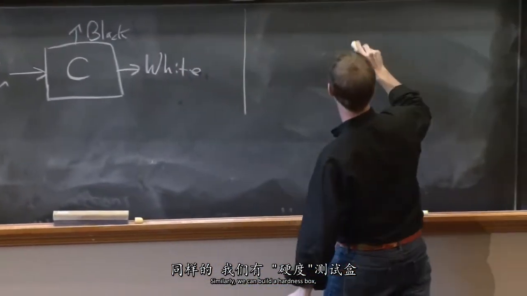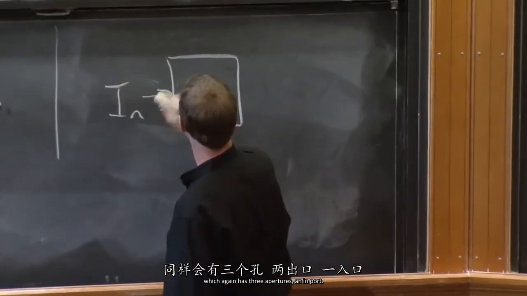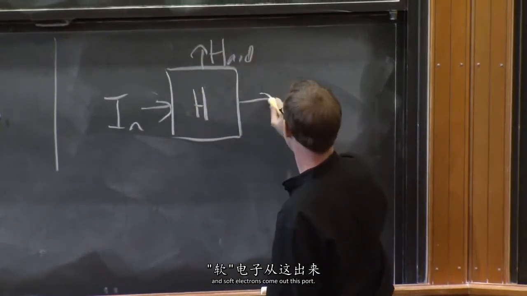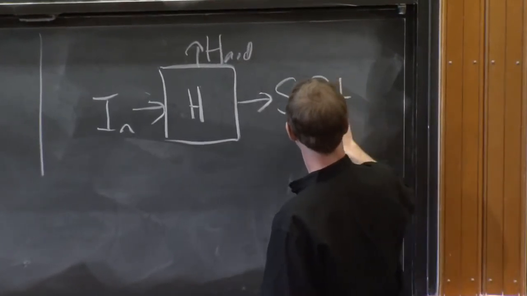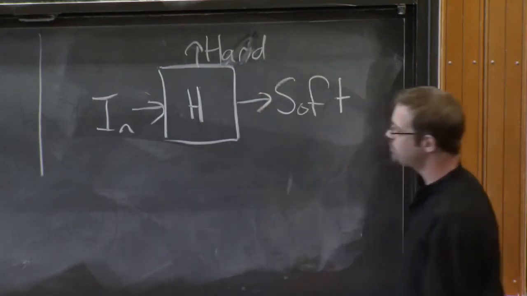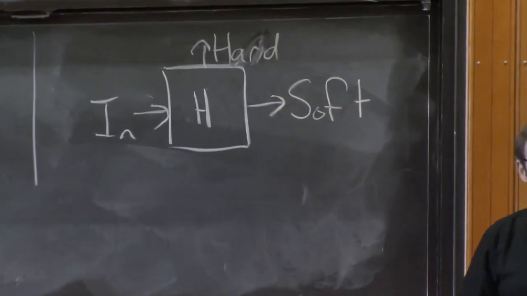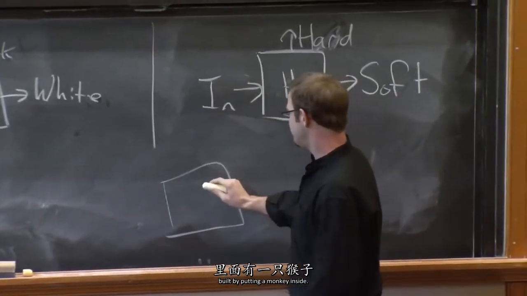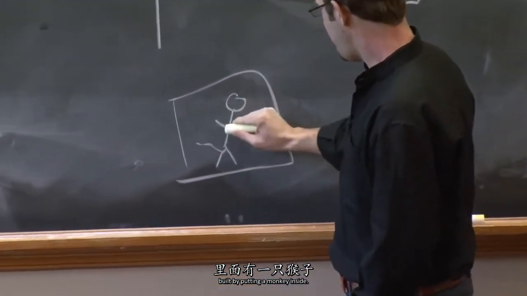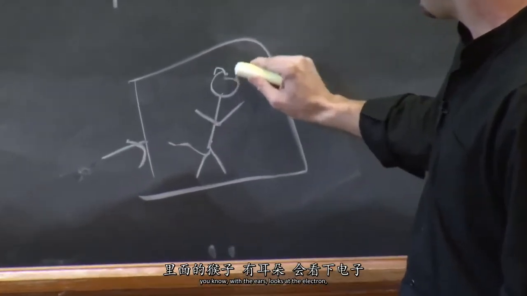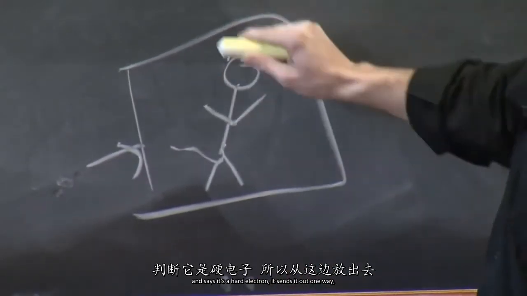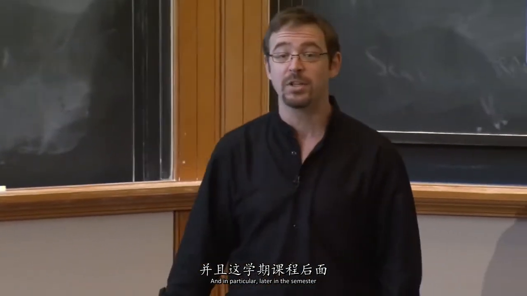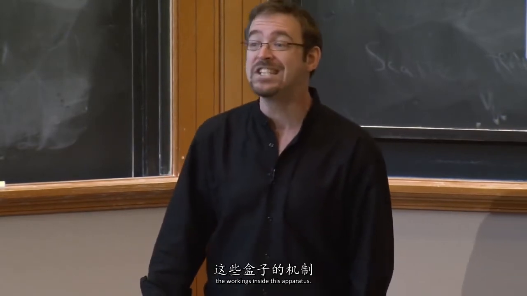Similarly, we can build a hardness box, which again has 3 apertures, an in port, and hard electrons come out this port, and soft electrons come out this port. Okay. Now, if you want, you're free to imagine that these boxes are built by putting a monkey inside, and you send in an electron, and the monkey looks at the electron and says, it's a hard electron, it sends it out one way, or it's a soft electron, it sends out the other. The workings inside do not matter. And in particular, later in the semester, I will describe in considerable detail the workings inside this apparatus.